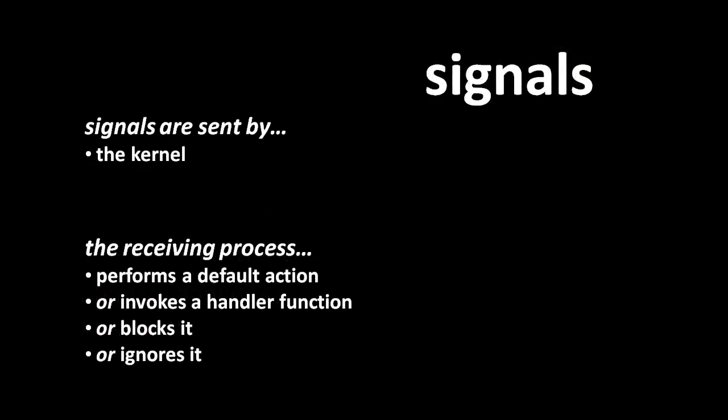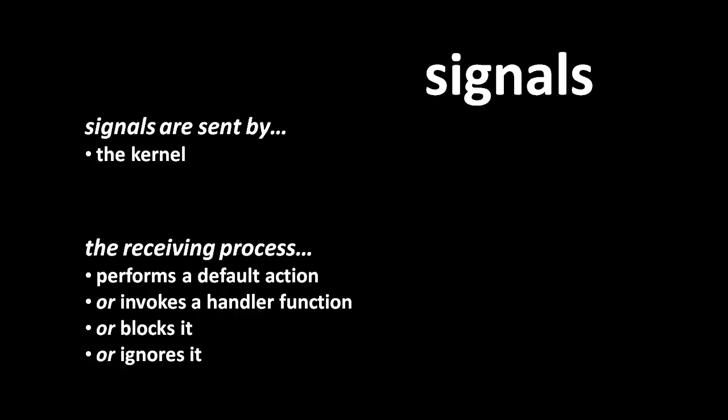What Unix calls signals are sometimes called software interrupts because they're somewhat analogous to the hardware interrupts sent by hardware devices to the CPU. A so-called software interrupt, however, is sent by the operating system to a process, which then must somehow deal with a signal, either by performing a default action associated with that type of signal, or by invoking a handler function registered for that signal, or possibly by blocking the signal or ignoring it.